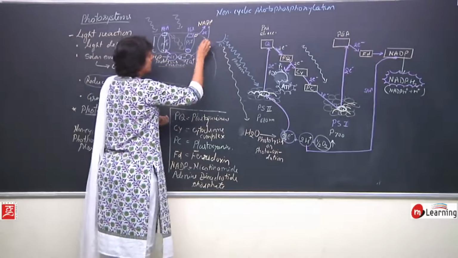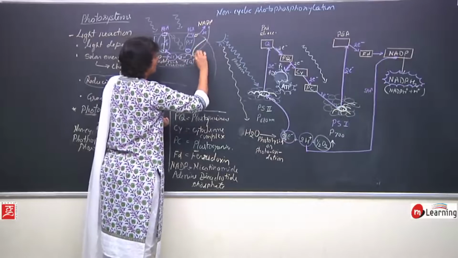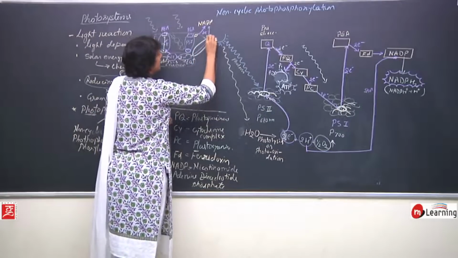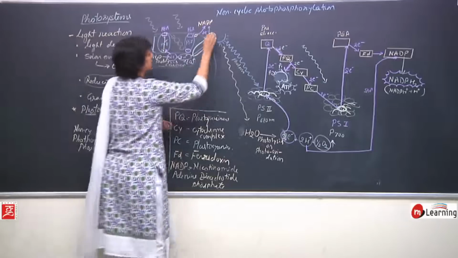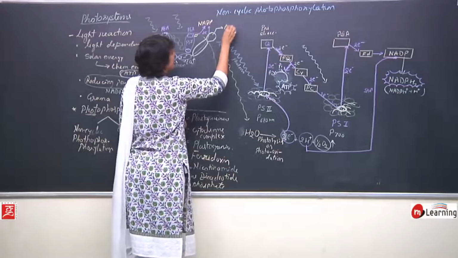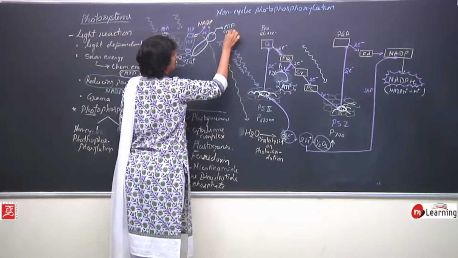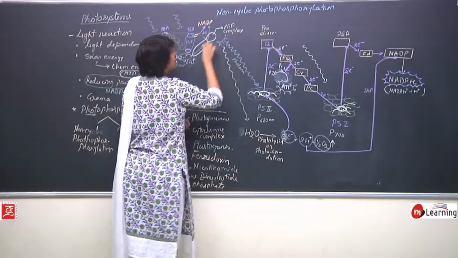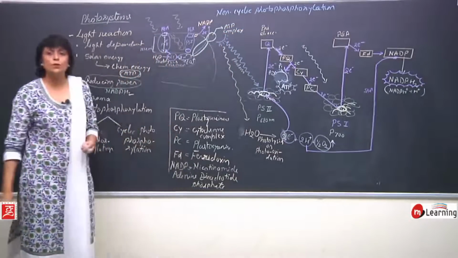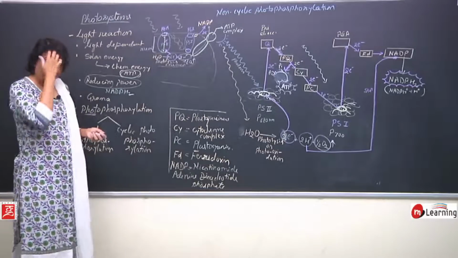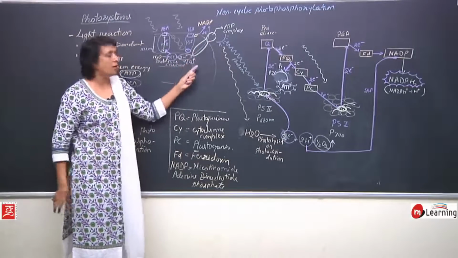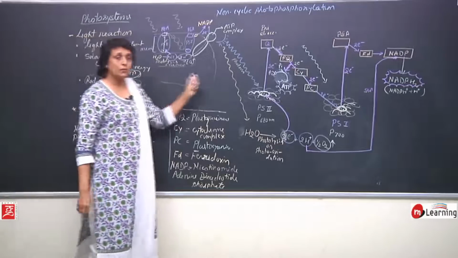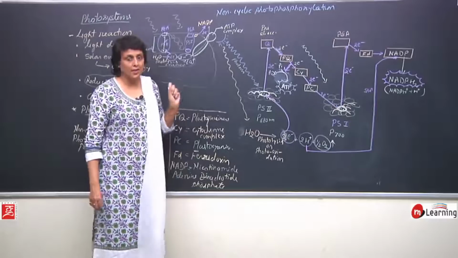So, here there is going to be one protein molecule, it is known as ATP complex. So, this one is ATP complex. We will talk about this ATP complex when we come to chemiosmotic theory, but the proton will come out only through this, it cannot cross the membrane on its own. So, now this completes our non-cyclic.